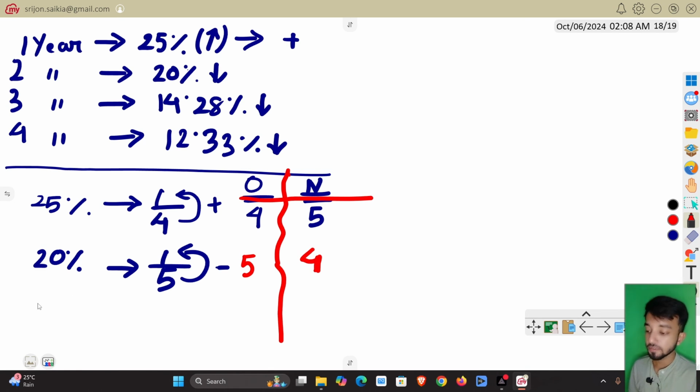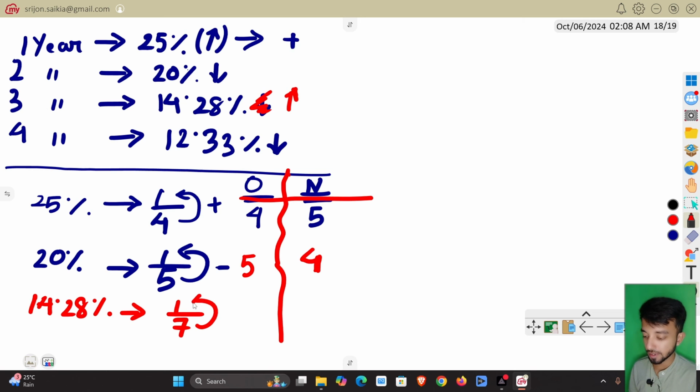For the third year it's 14.28%. We know the value of 14.28% is 1/7. Is it increase or decrease? It's a decrease. Sorry, I have written increase. Decrease means 7 minus 1. The original number is 7 and the new number is 6. Similarly, 7 plus 1 is your 8, and the original number is 7.